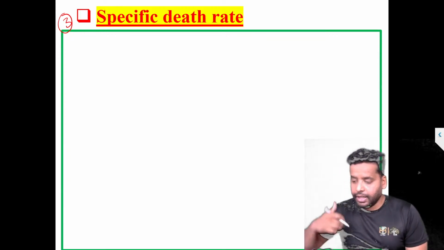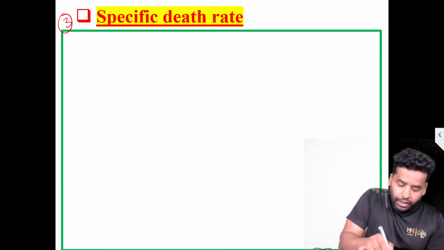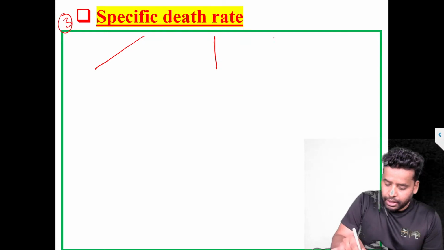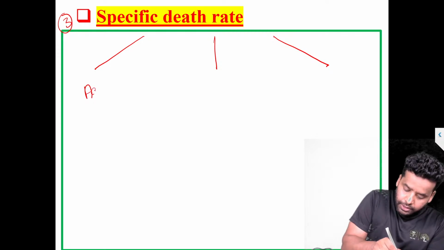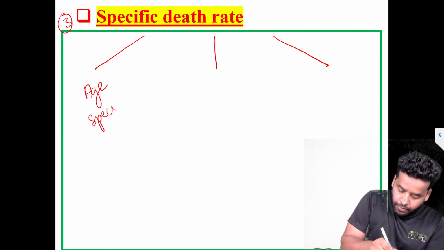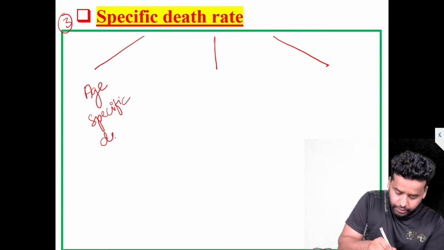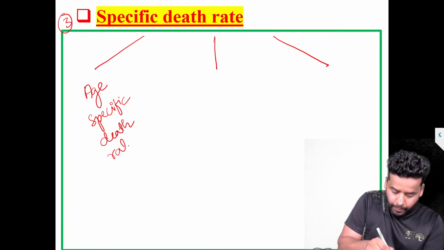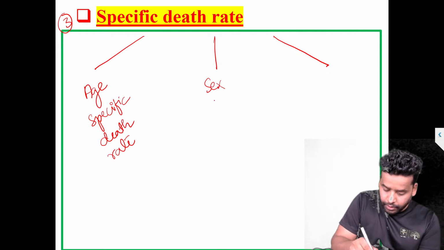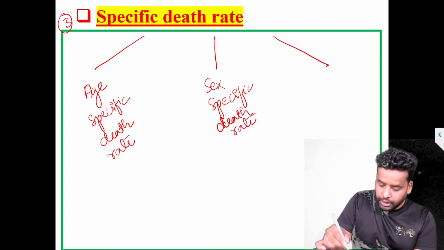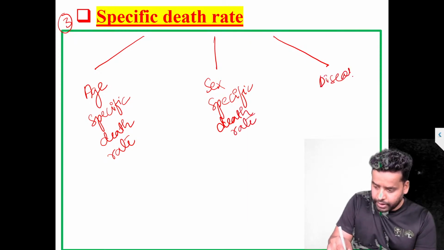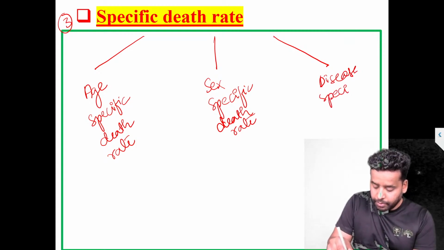Specific death rates, like age specific you can calculate. Sex specific death rate you can calculate. Disease specific death rate you can calculate. Write down the formulas. First is age specific death rate. Second is sex specific death rate. Third is disease specific death rate. Here you make mistakes in the exams. Write down 1, 2, 3.